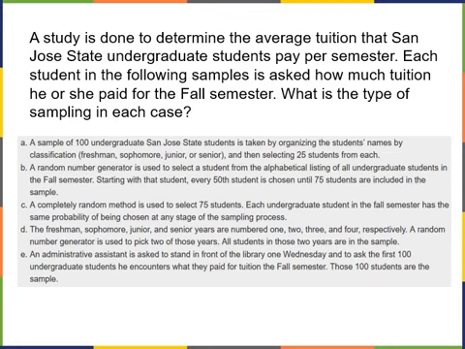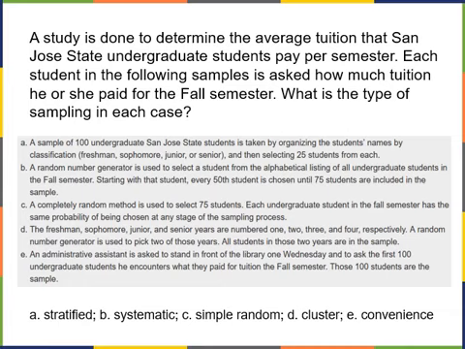So if we take a look here, a study's done to determine the average tuition that San Jose undergraduate students pay per semester. Each student in the following samples is asked how much tuition he or she has paid for the fall semester. And we want to look at what is the type of sampling in each case. So for example, the first one, a sample of 100 undergraduate students is taken by organizing the students' names by classification. Okay, what would that be? We can see that the top, A, that's stratified.